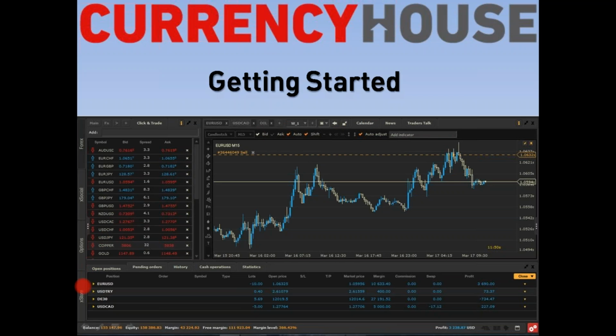Always make sure to look on the left-hand side of your screen here. These four buttons are basically where you want to stick to when you first log in. You can see my little spotlight here. Forex is the bulk of where the trading's done on the platform.